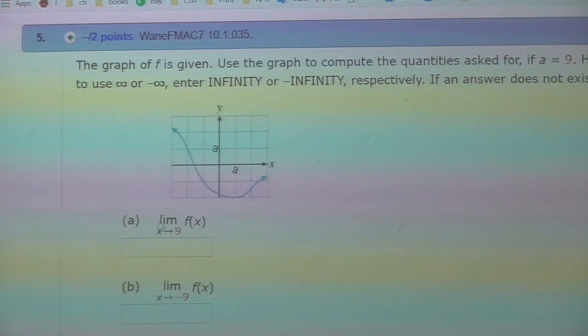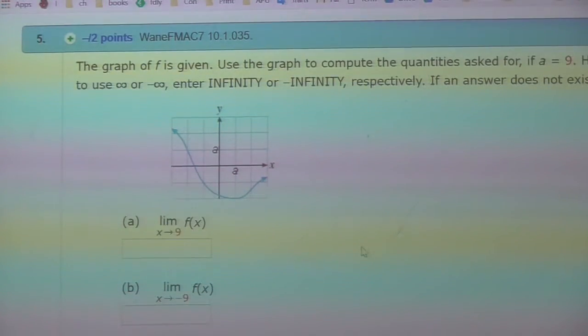Okay, so how do you read this again? First of all, how do you read this part? x approaches 9, and then how do you read the whole thing? The limit of f of x as x approaches 9.